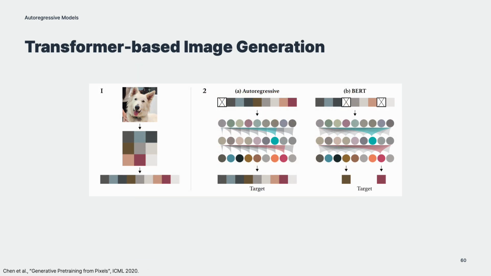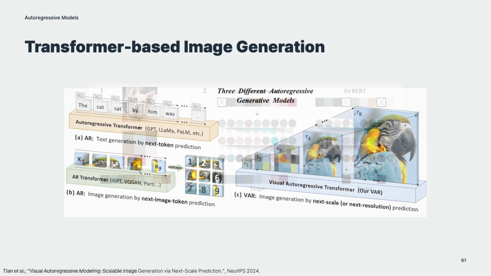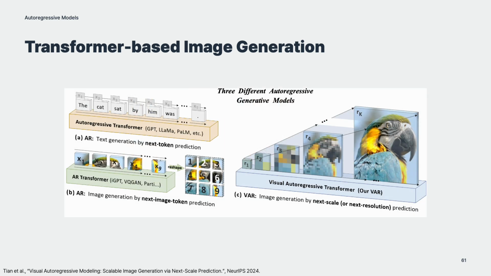There are also many approaches using transformer-based architectures for image generation. In particular, VAR, which won the Best Paper Award at NeurIPS 2024, is designed to be autoregressive, but it models sequences at the resolution level, not at the pixel level.